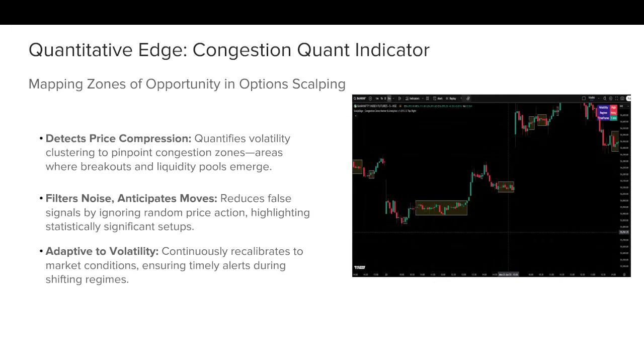On your right hand side, you see a picture where certain points are marked in a rectangle. That is where a congestion takes place. So this indicator finds out where a congestion has taken place, marks that in real time, and then you can get ready: when the market is breaking out of this congestion, I will go for a trade. So it actually filters noise and anticipates the move.